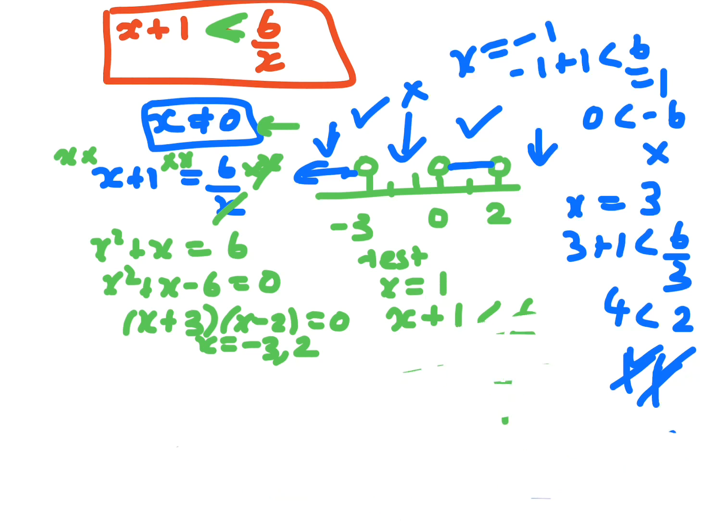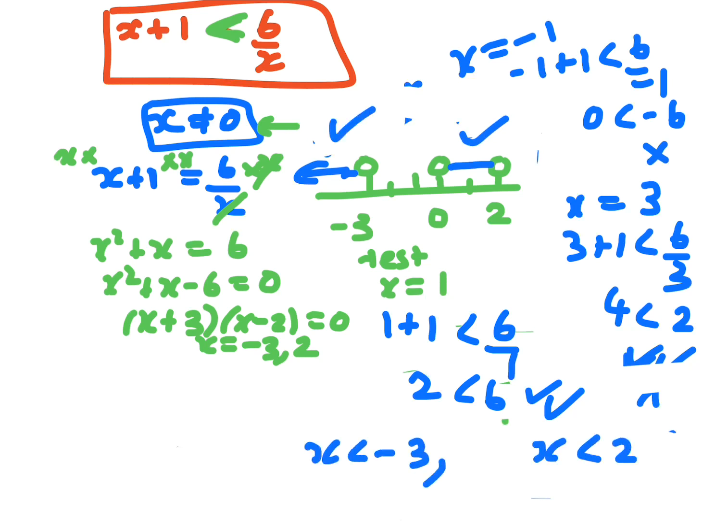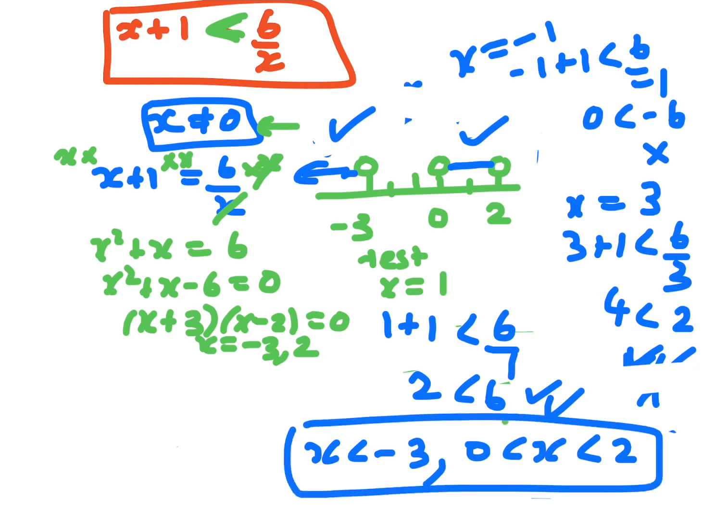So the actual answers, for these basic ones like this, if you test one of the points, like x is 1, so you go 1 plus 1 over 1 is less than 6 over 1, 2 is less than 6, so it's true. If that is true for 1, then it'll be true there. So x is less than minus 3, and x is in between 2 and 0.